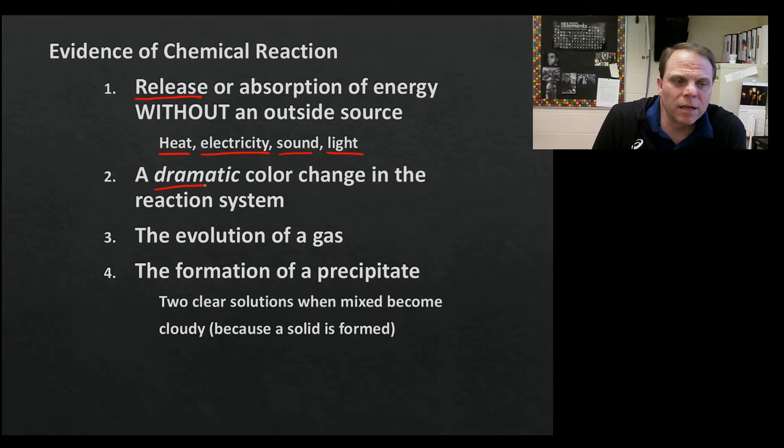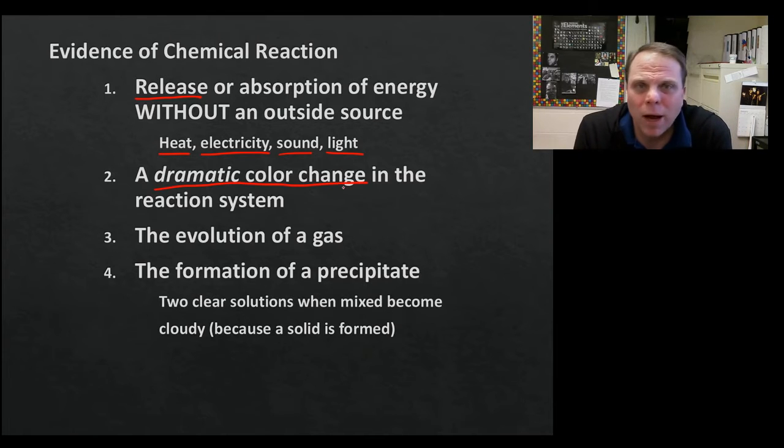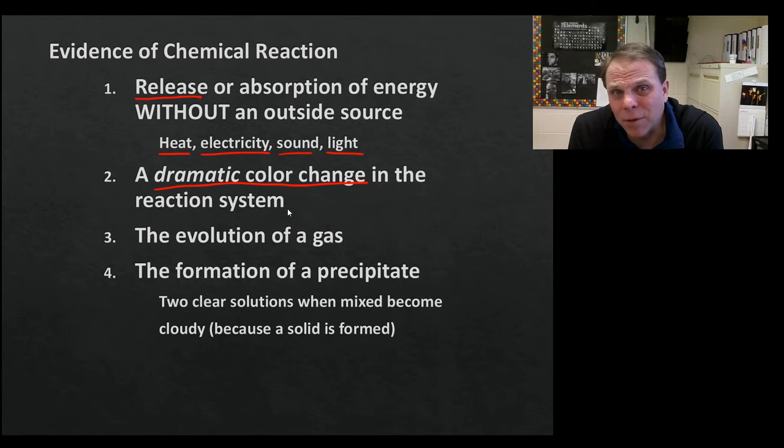Then we have color change. Okay, now why do we put the word dramatic in front of it? Well, because color change doesn't necessarily mean that you're going to have a chemical reaction, but most of the times we talk about it, it does. And so it's going to be significant.